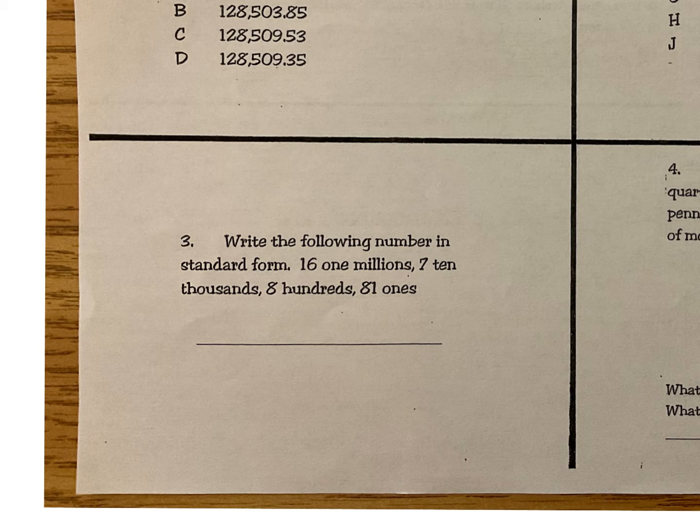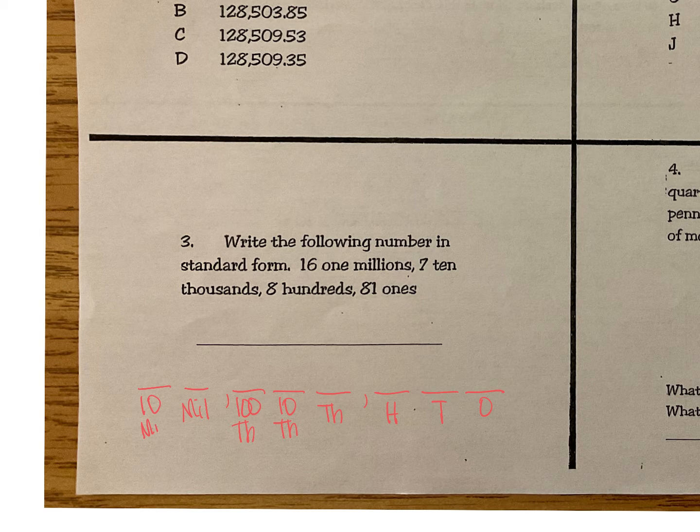16 1,000,000, 7 10,000s, 800s, 81 ones. And I'm going to write your place value for you. So you've got ones, tens, hundreds, thousands, 10,000s, 100,000s, millions, 10 millions.